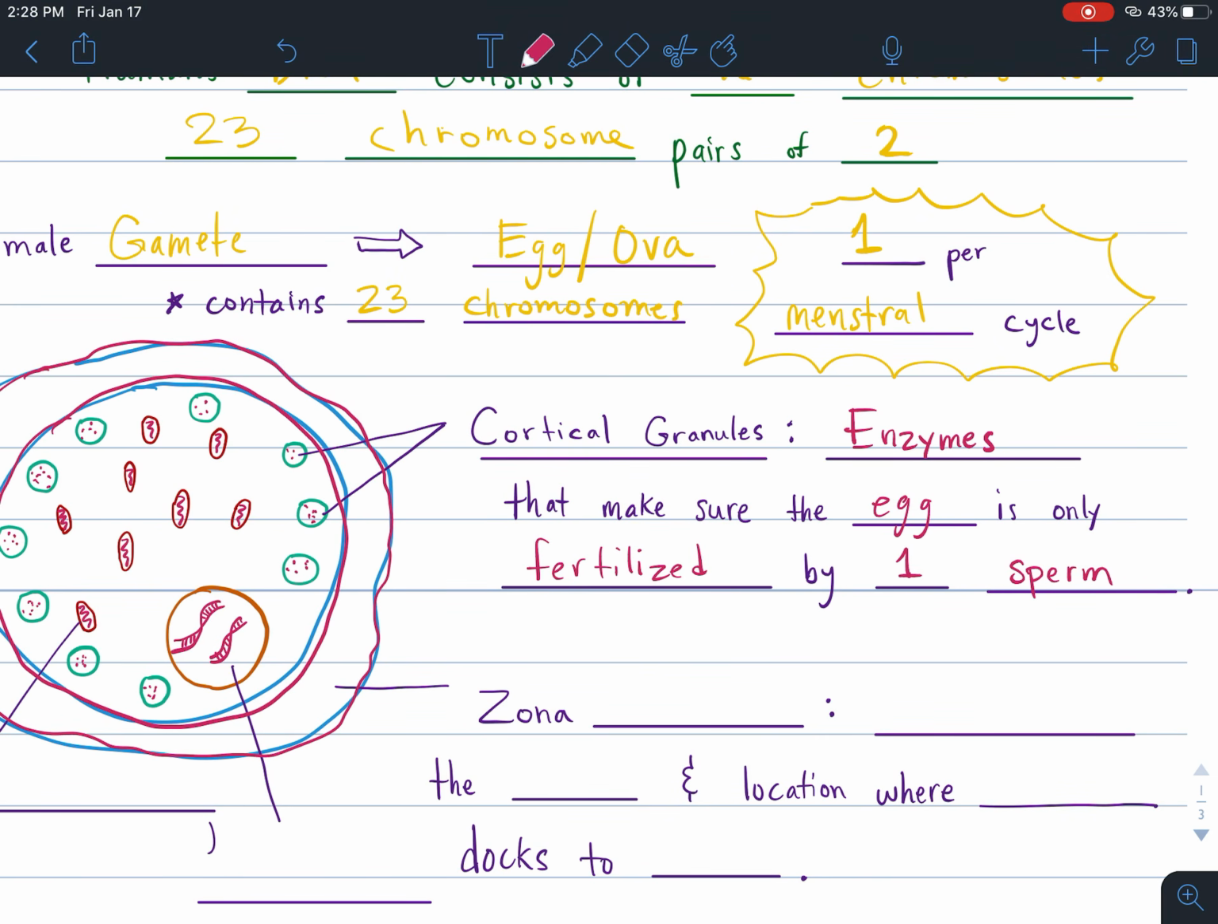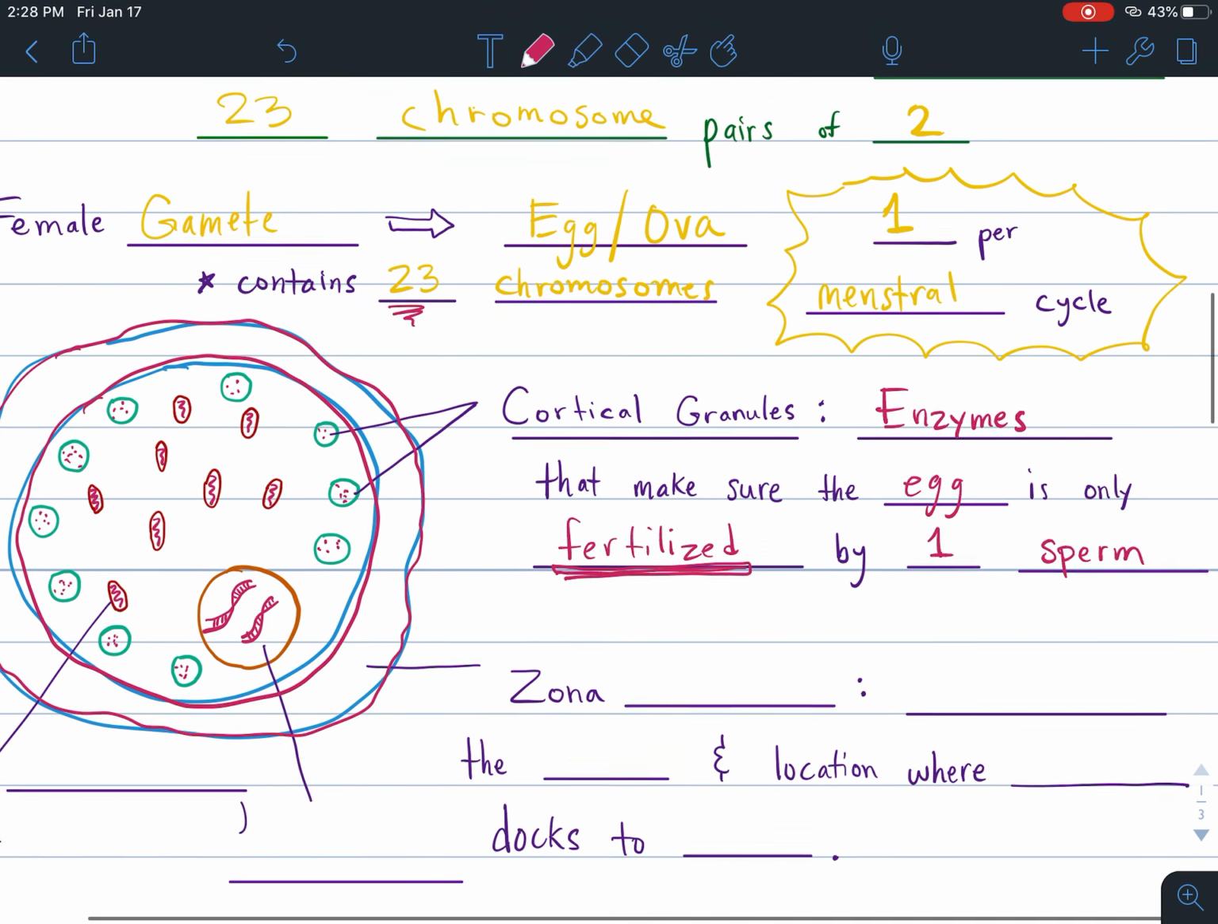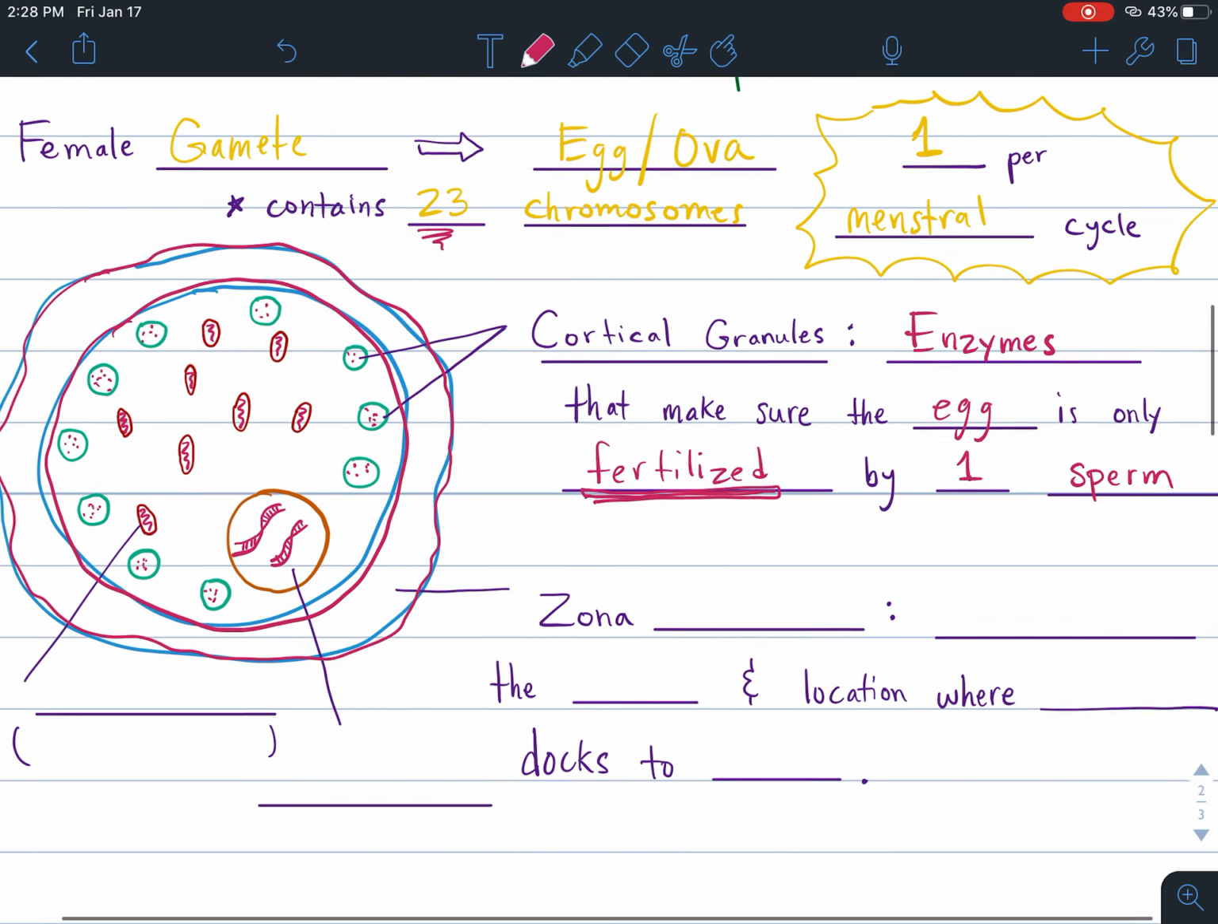Because if the egg cell has 23 chromosomes, it only needs 23 more. So we only want to add one sperm cell to this egg for fertilization so that it has the necessary number of chromosomes. We don't want too few, and you can't have too many either to make a new organism, a new human. So these cortical granules make sure that just one sperm can fertilize the egg.